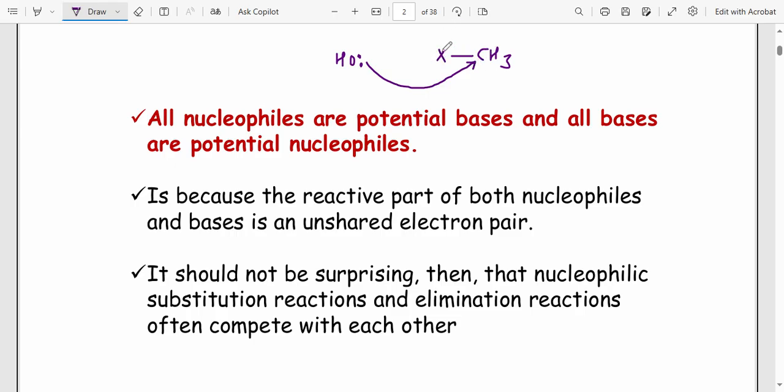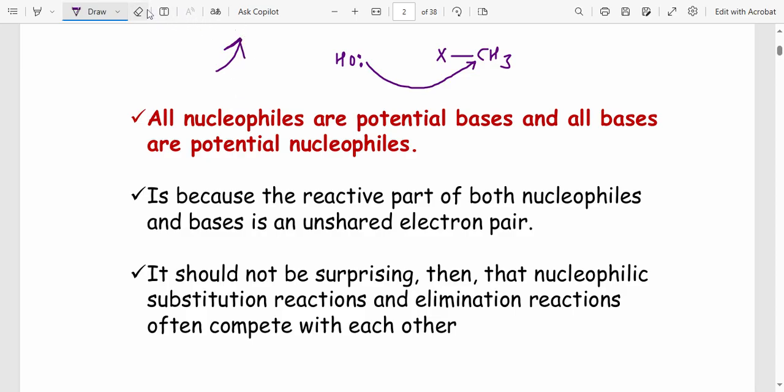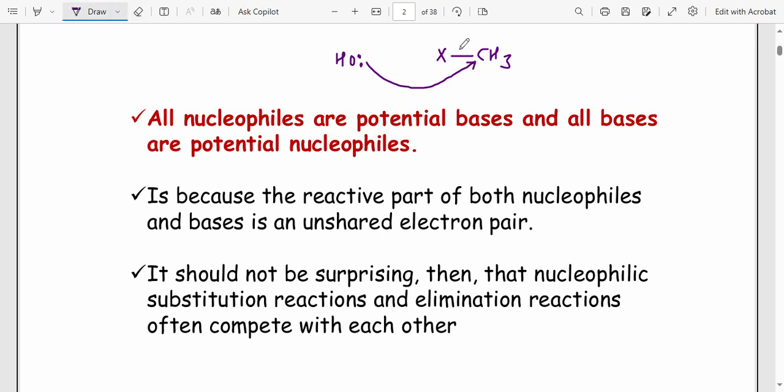So X is known as the leaving group, and as you can see, I've written a full arrow. I didn't write an arrow like this. It's a full arrow, meaning that two electrons are both moving. And when this happens, this bond is going to break. The bond is between carbon and X, which is a halogen. Halogens are more electronegative than carbon.